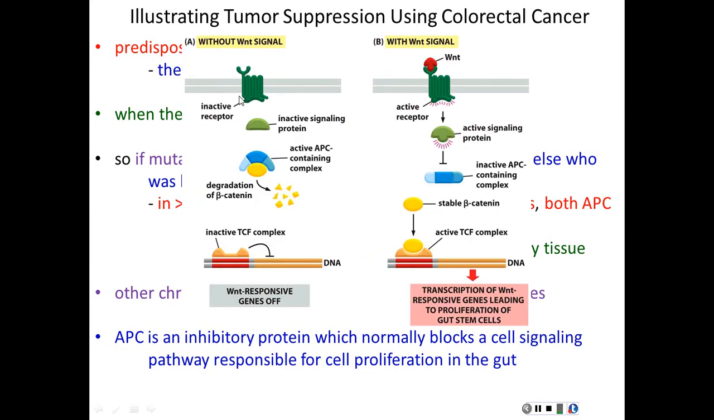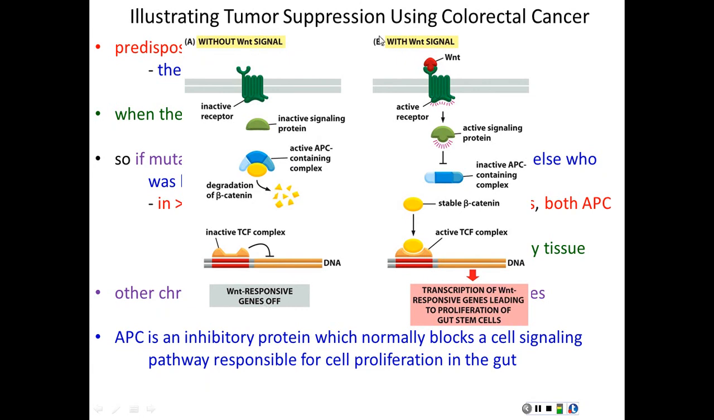Normally what happens in a cell is that there's a signal that promotes cell growth called Wnt. Without the Wnt signal binding to its receptor, we have an inactive cellular signaling protein. We don't carry the signal into the cell. APC is active in the absence of this signal, and it destroys a protein that's responsible for cellular proliferation, and so those cellular proliferation genes are off and the cell doesn't divide.